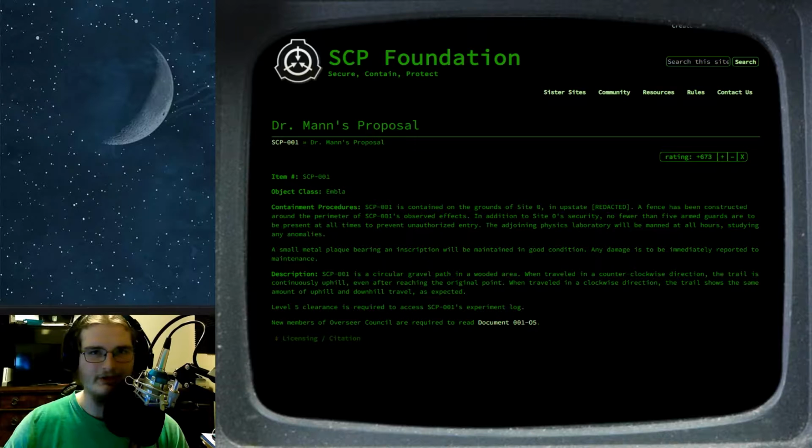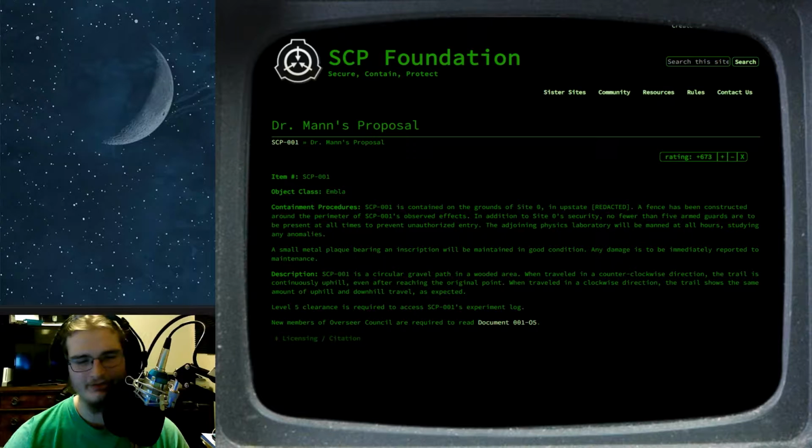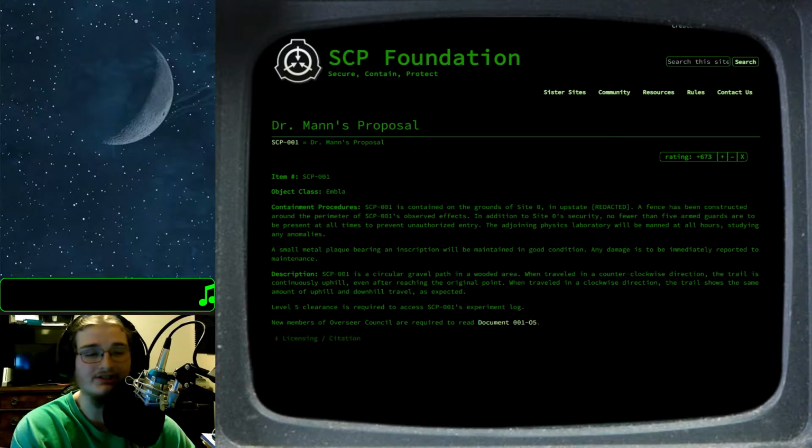Hopefully something that's better than the last one. So, like I said, this is Dr. Mann's proposal, that being the spiral path. And the only thing that I really remember about it is that it's a path that spirals. How could you figure that one out? No, I think it goes infinitely. Possibly. Probably. Anyways, let's get this started.